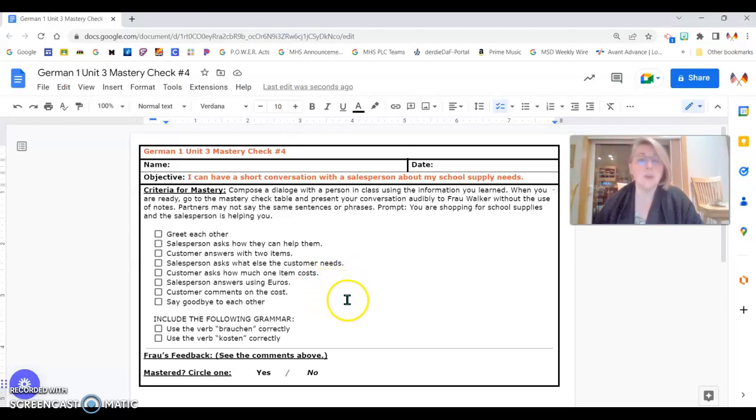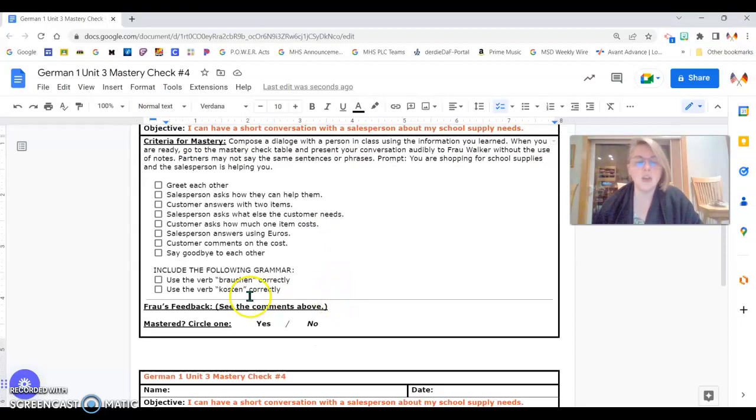The salesperson will then answer using the currency that is euros, because marks are outdated. And the customer will comment about the cost, meaning like you will say, oh, that's much too expensive, or oh, that's really cheap. Maybe I should find something that's a little bit more price worthy instead of too cheap. And then you guys will say goodbye to each other, okay?